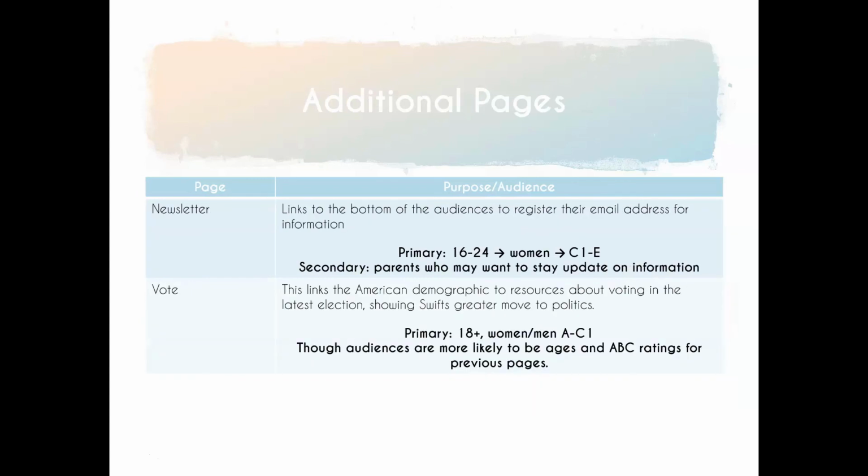The newsletter at the bottom of the page gives audiences a chance to register their email address, but there's also a link at the top which would then allow audiences to receive this newsletter through email. Again, likely to be the primary demographic who would be interested in this, although more likely to be at the higher end of this, as I don't think it's a realistic expectation for 16-year-olds to be reading through an entire newsletter from Taylor Swift. They're more likely to go to her social media to find out that information more quickly.